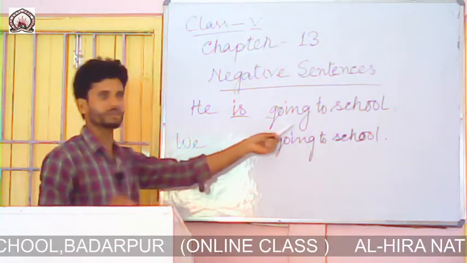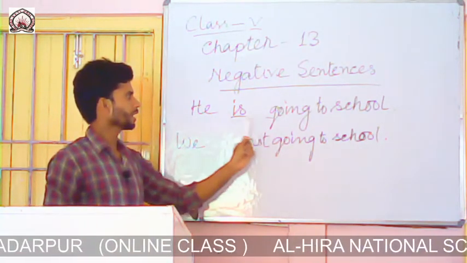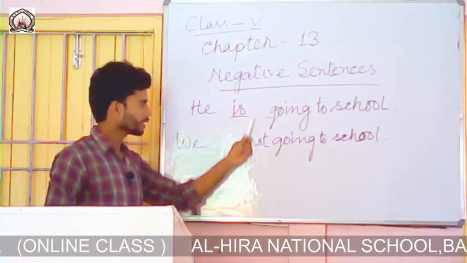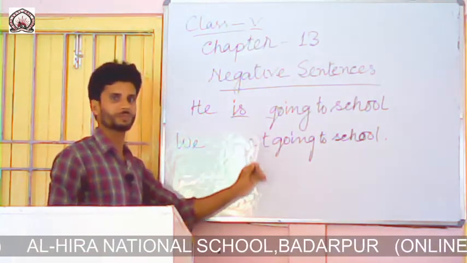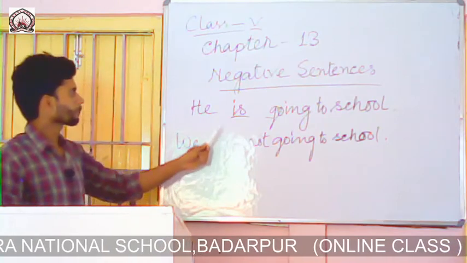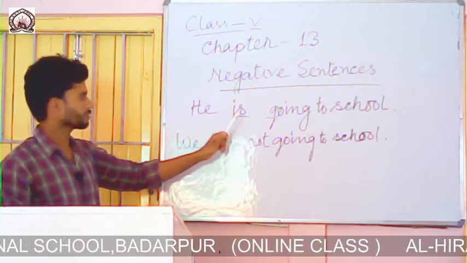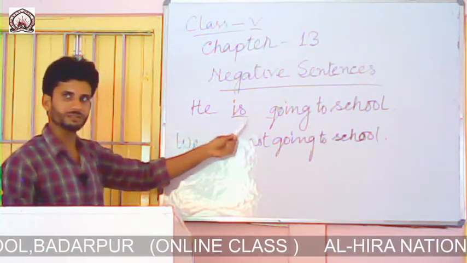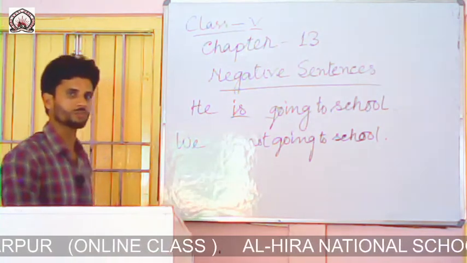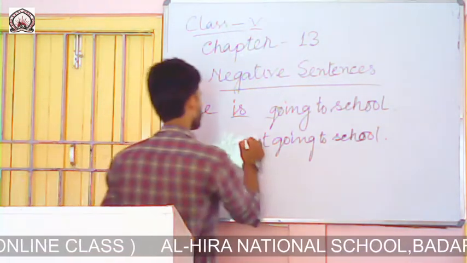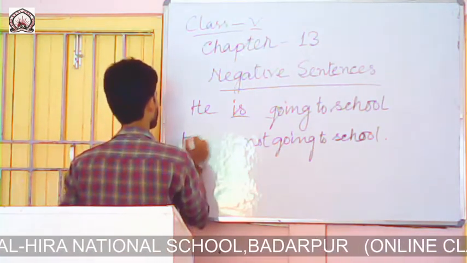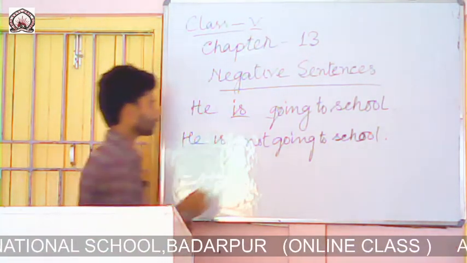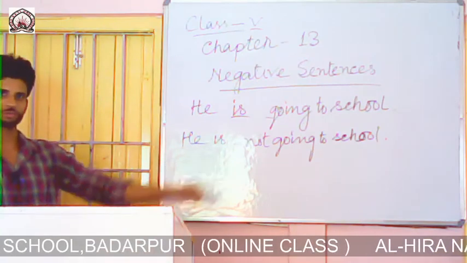It is helping the main verb. This is the main verb, and this auxiliary verb is helping the main verb. So it is also called a helping verb. So here the helping verb or the auxiliary verb is is. So after this is, if we write not, it will become what? It will become negative. He is not going to school.